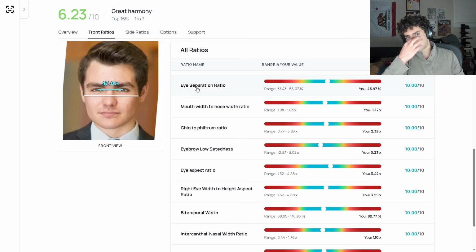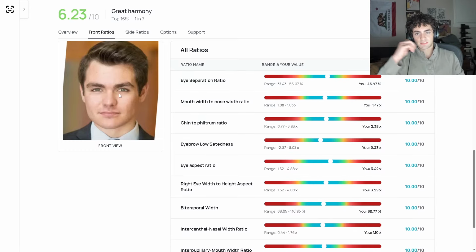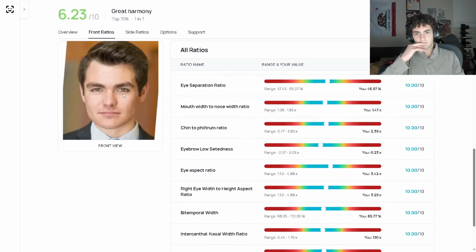Eye separation ratio. This is measuring how far set your eyes are or how wide set they are. And basically it's measuring the percentage of your pupils in comparison to the width of your cheekbones, and you typically want it to be from 45 to 47.5%, and Nick Fuentes over here has a 47% score, which is very good. It's a bit on the wider set end. You can kind of tell his eyes are a little wide set, but it's not bad at all. And his one eye apart test is also a little wide set.